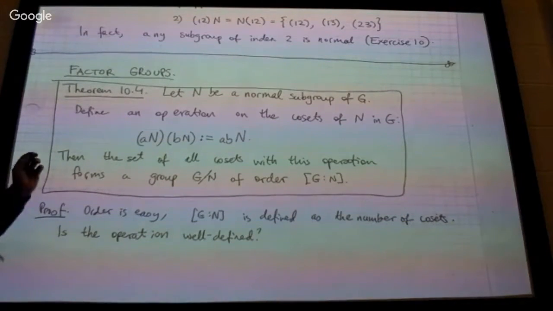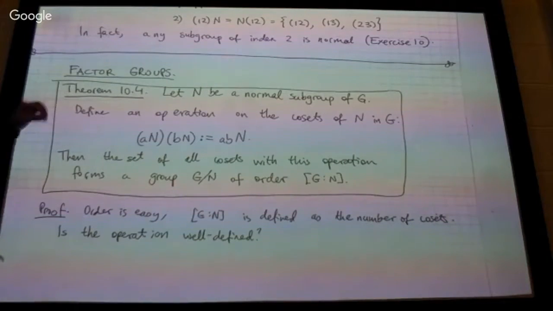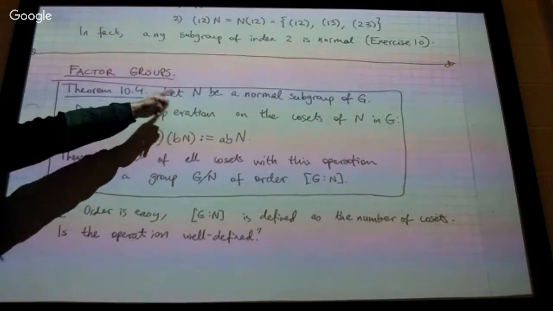Okay, so what does this do? This defines a group. What you're doing is, the elements of a group can be anything, and we've seen they can be numbers, they can be permutations, they can be many other things. And in this case, the elements of a group are sets. Not just any odd sets, but they're the cosets of N, which is a normal subgroup of G.